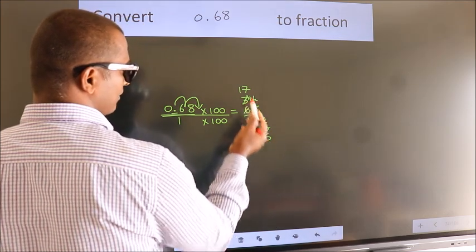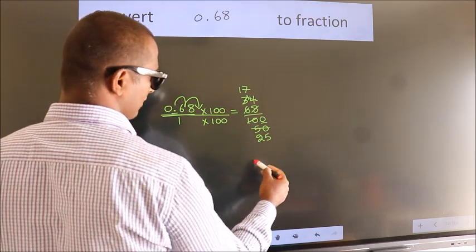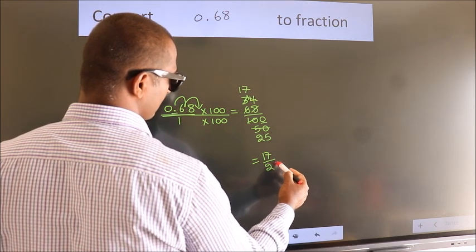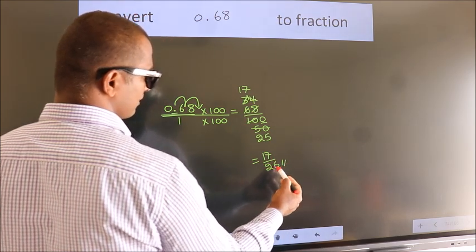It cannot be simplified further. So our fraction is 17/25.